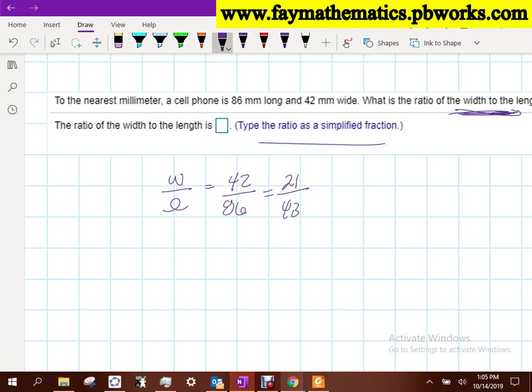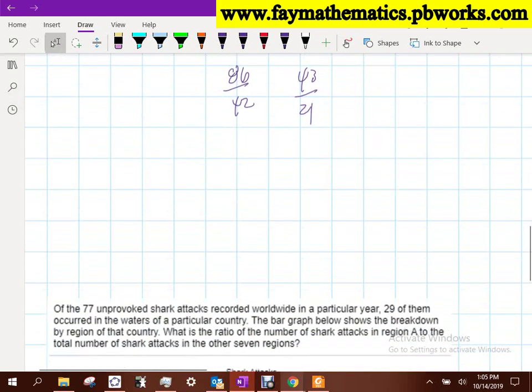Okay? And then I look at 21. That's 3 times 7, right? If 43 is going to cancel with 21, then it has to be divisible by either 3 or 7. And 43 is not divisible by those things. So 21 over 43 would be the only answer I can have there. A lot of wrong answers are 86 over 42 or 43 over 21. So just be leery of how they ask you to write your ratio.